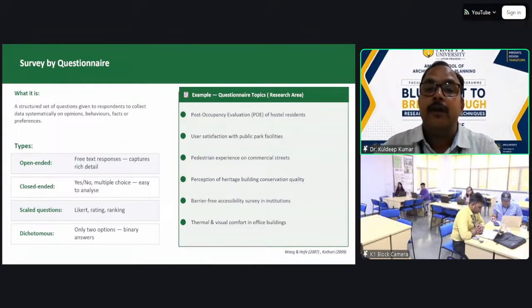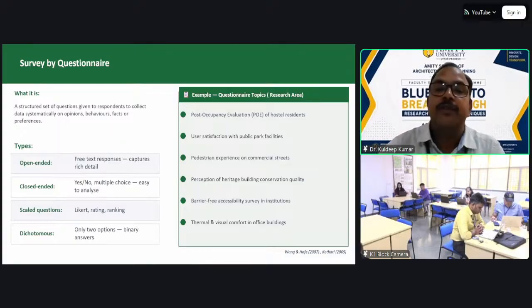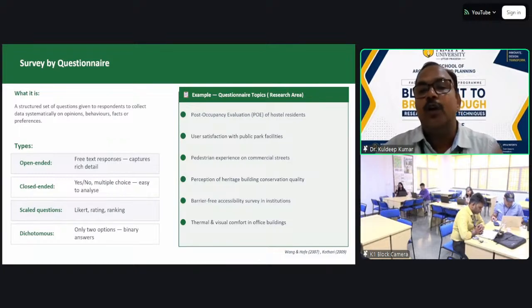We have already learned about scaling. Scaled questions are done on Likert and rating scales, as already discussed in the previous section. These are actually the backbone of quantitative questionnaire research. And the last one is dichotomous questions. Here there are only two options. These include binary answers.